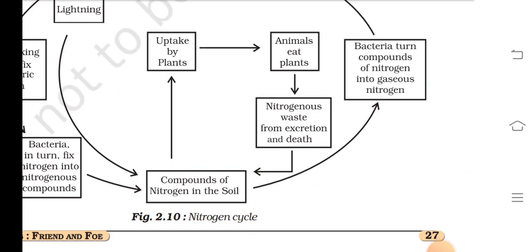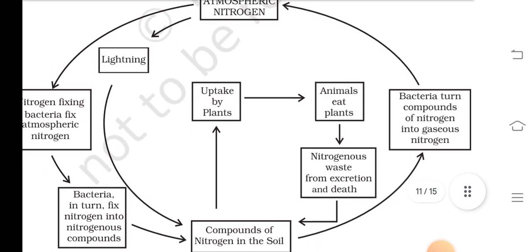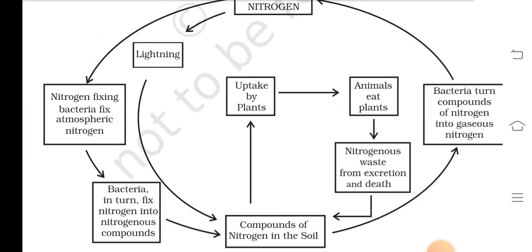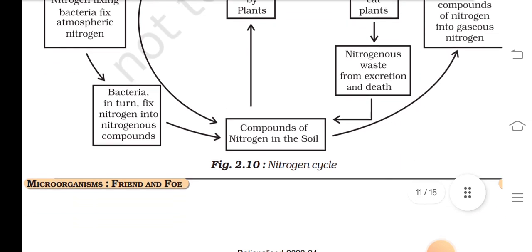Nitrogen cycle. Compounds of nitrogen in the soil. Bacteria turn compounds of nitrogen into nitrogen gas. Atmospheric nitrogen, lightning, nitrogen-fixing bacteria fixing atmospheric nitrogen.